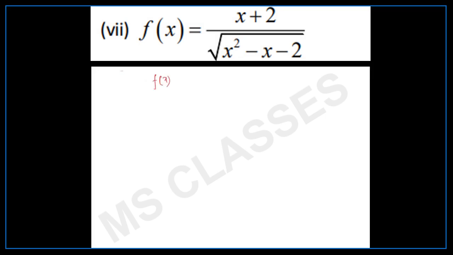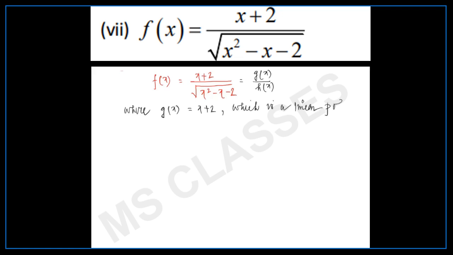f(x) = (x + 2) / √(x² − x − 2). Now this function can be taken as g(x) / h(x), where g(x) = x + 2, which is a linear polynomial. Therefore, the domain of g is R.